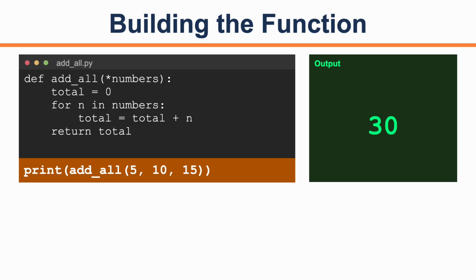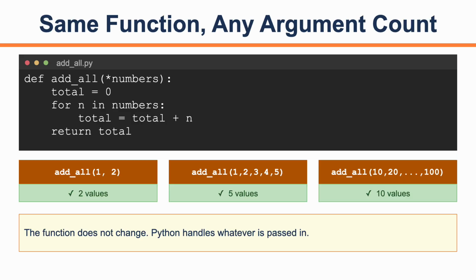Passing 5, 10, and 15 into the function shows it working. Python collects those values into a tuple, loops through each one, and adds them together. The final result returned is 30. That same function works no matter how many values you pass. You can call it with 2 values or 10 or 100. The function itself never changes. Python simply handles whatever comes in each time.